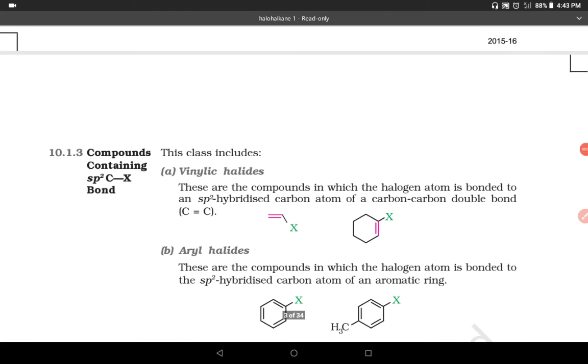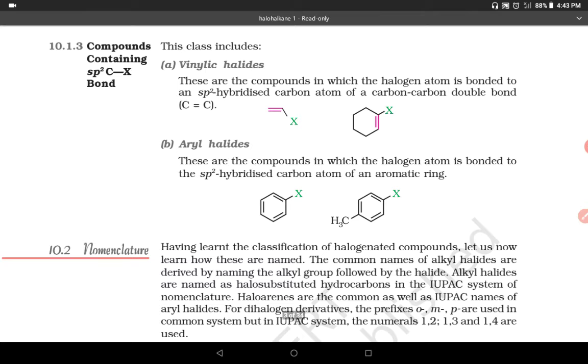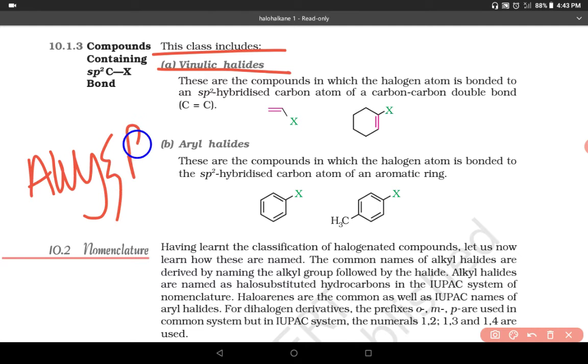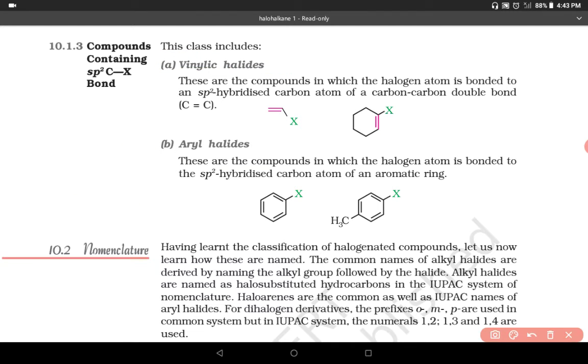Compounds containing an sp2 carbon bonded to a halogen. This class includes vinylic halides. In the previous two classes we learned about allylic halides and benzylic halides. Okay, you remember that. Vinylic halides.